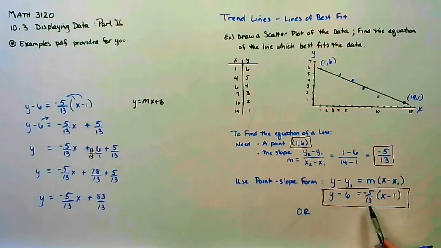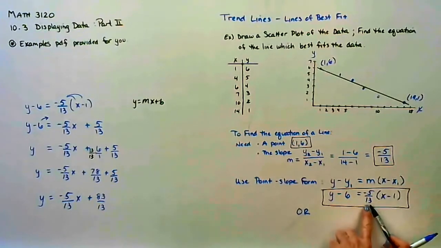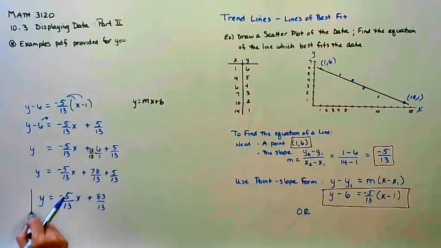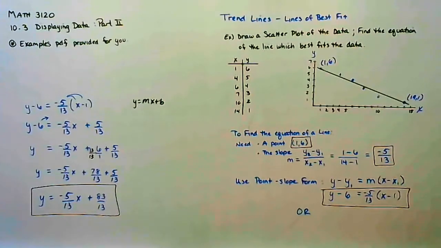But again, as a mathematician, we only need a point and the slope. Once I have point-slope form, I'm done. You can leave it this way. That tells me my starting point is (1, 6), and from there I can rise and run, negative 5 and positive 13. Or, if you want, here's your y equals mx plus b. I will take it either way. Okay.